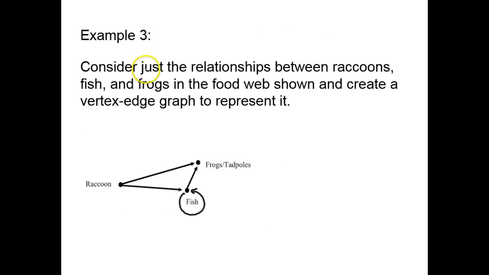Alright, example 3. Consider just the relationships between raccoons, fish, and frogs in the food web shown, and create a vertex edge graph to represent it. I feel like maybe I should change the wording of this because we already have the vertex edge graph, so they must be asking us to make a matrix. Okay, so we have 3 things. We have our frogs, which include tadpoles apparently. So we have our frogs, fish, and raccoons. So this is going to be a 3 by 3 matrix.